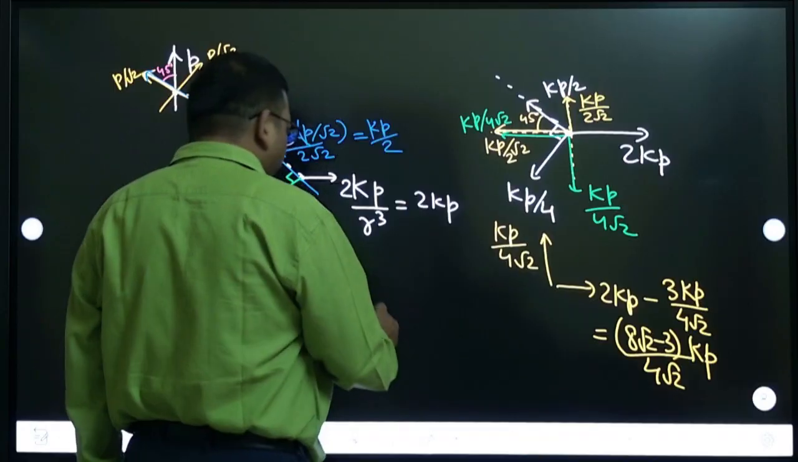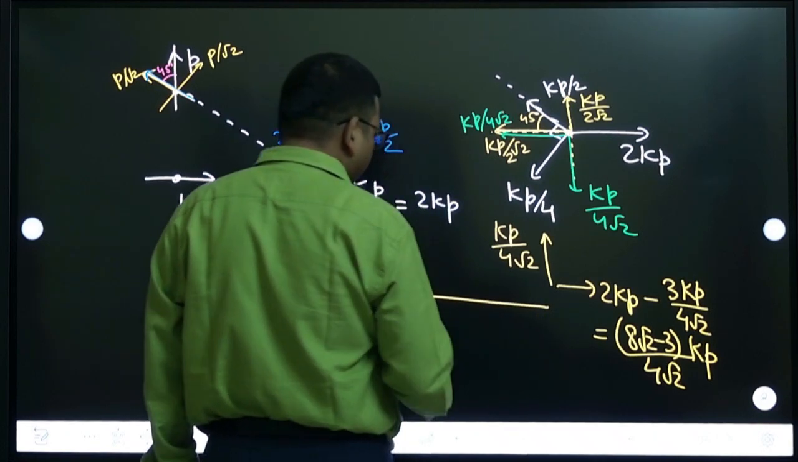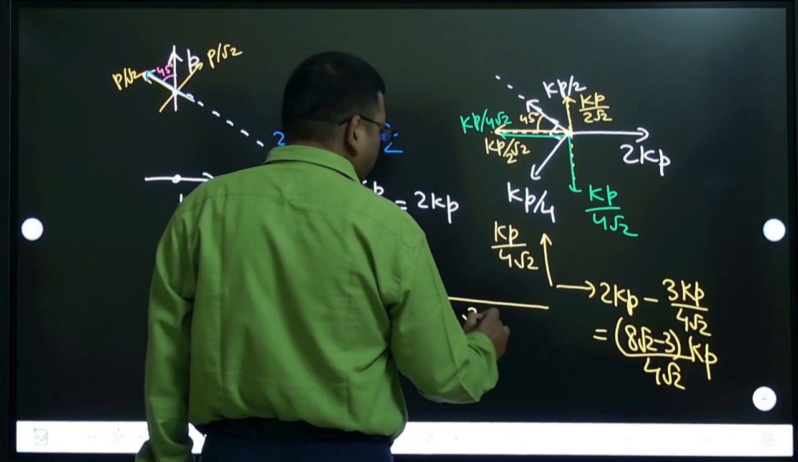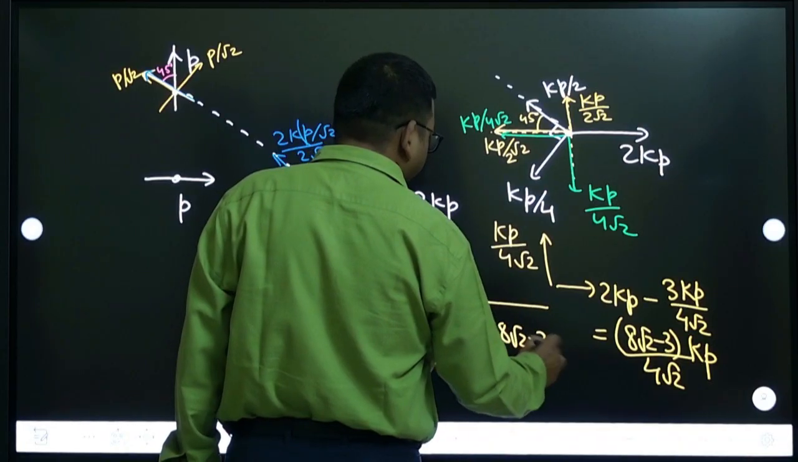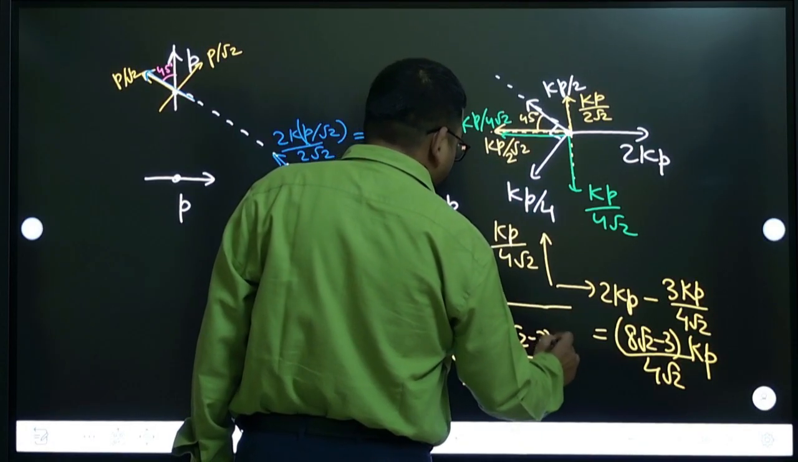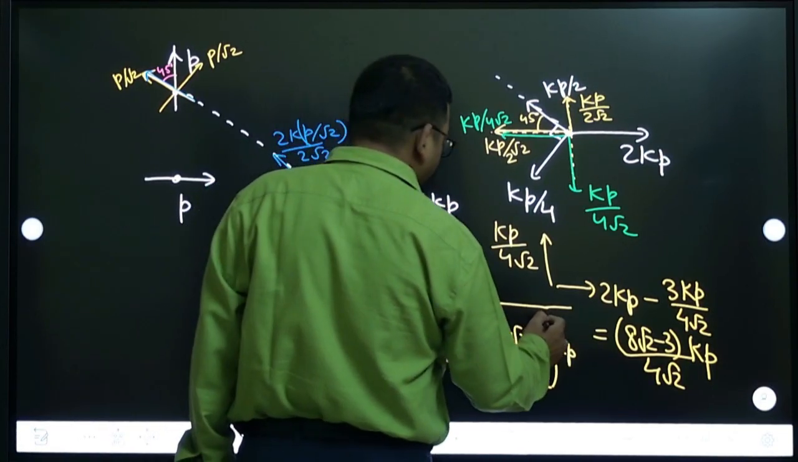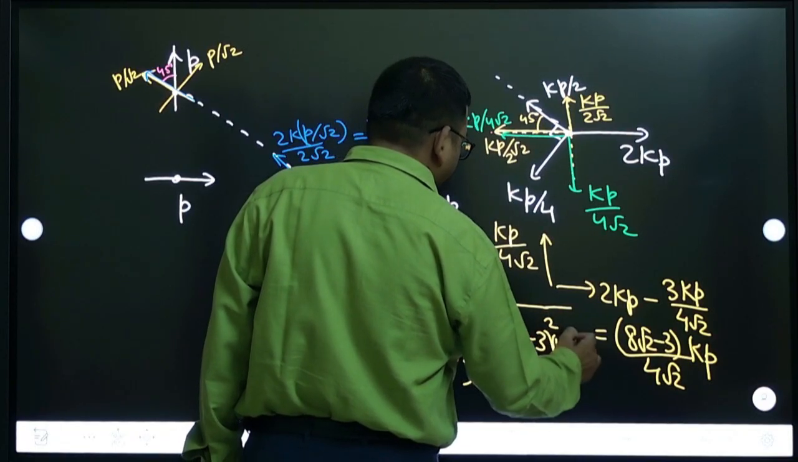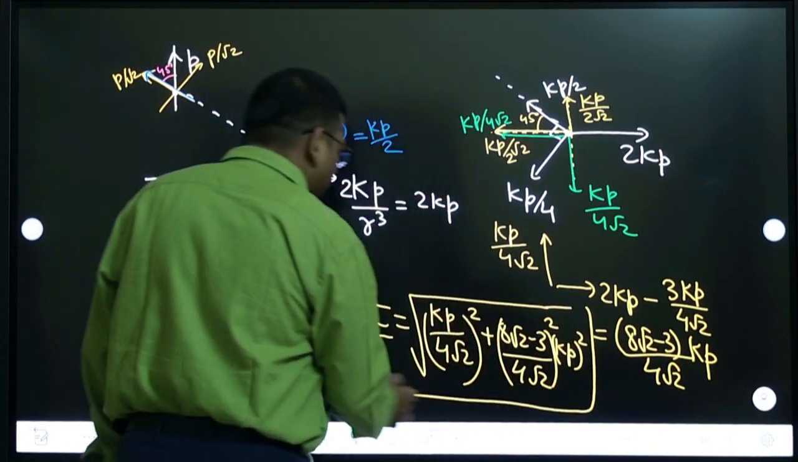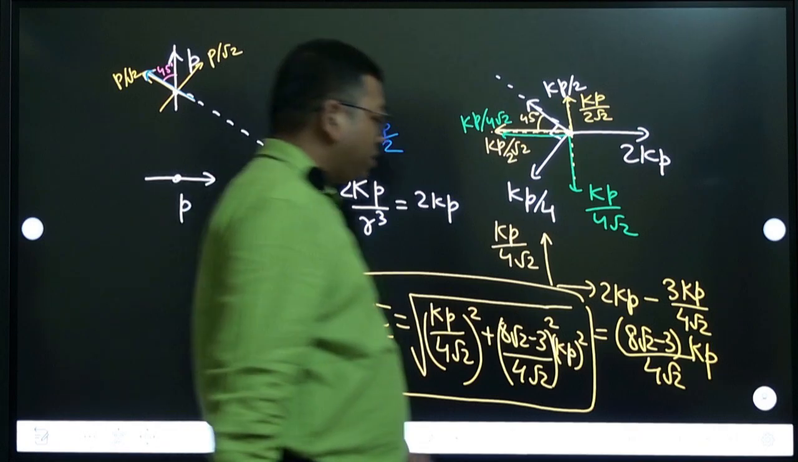Now resultant field which you want to calculate will be root under this square plus this square. I think you can do that. So kp by 4 root 2 whole square plus 8 root 2 minus 3 by 4 root 2 times kp, then square of that. So I think kp you can take out, square of this, and kp square also will be there. So kp will come out. You can solve, you can simplify this. This is like the resultant or net field. Little bit complex calculation. Okay, fine. Let us move to the next.